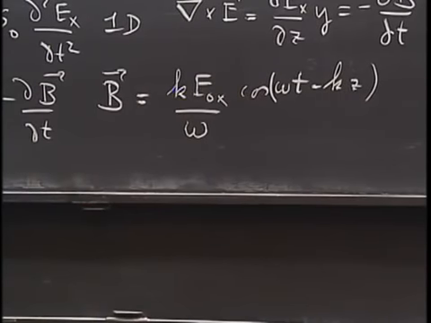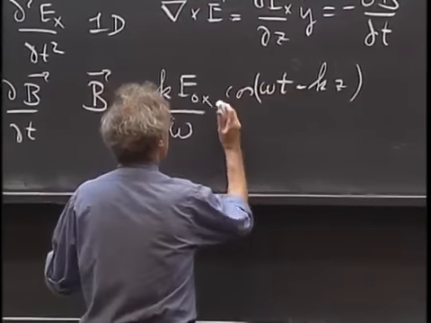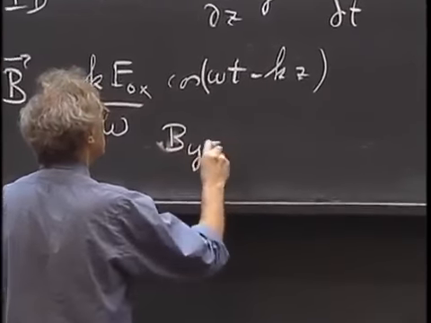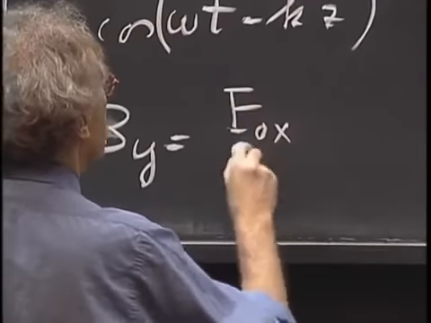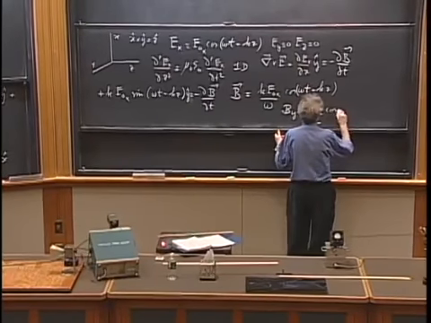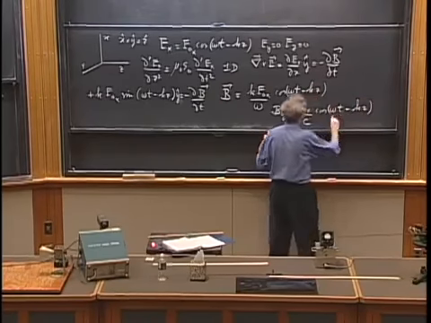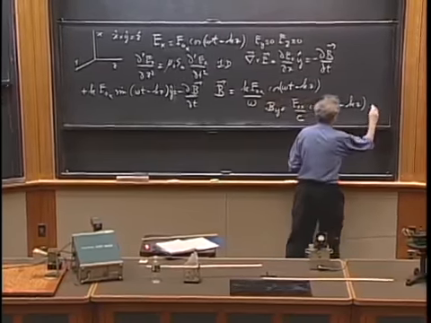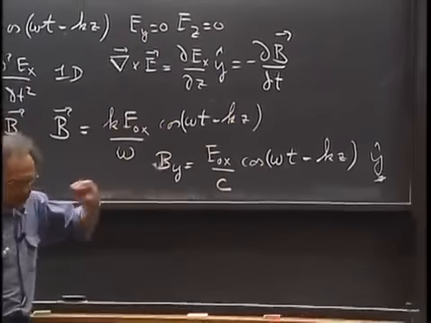But omega divided by k is c. That is the speed of light. And so I can also write this now, that B in the y direction, to indicate that it is in the y direction, is E0x divided by c, because omega divided by k is c, times the cosine omega t minus kz. And just to remind you, here is your y again. But of course, the By already indicates that.